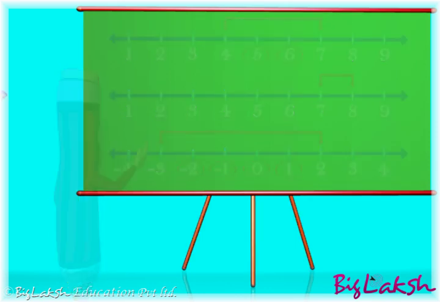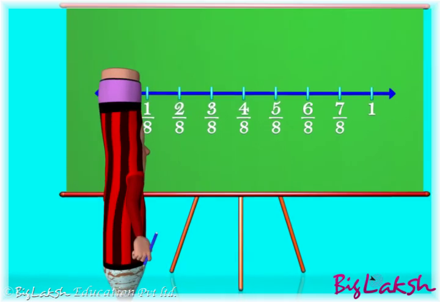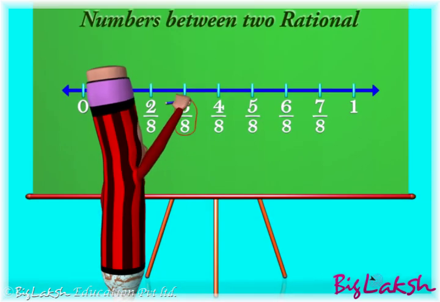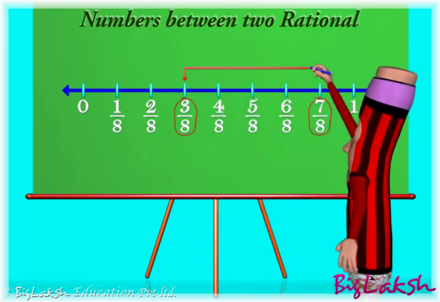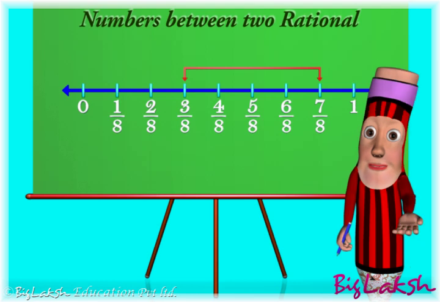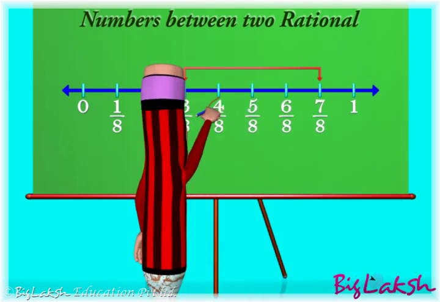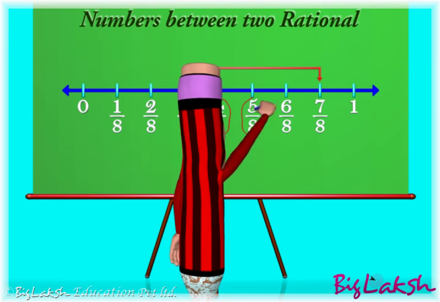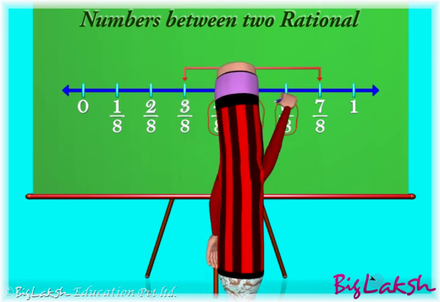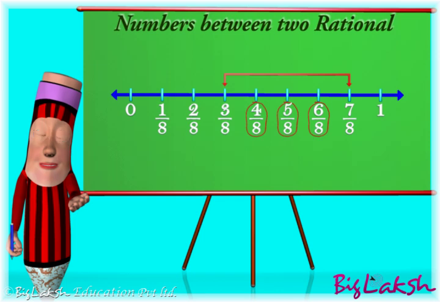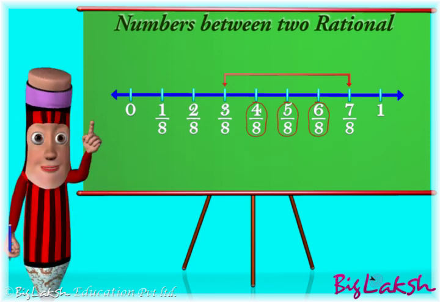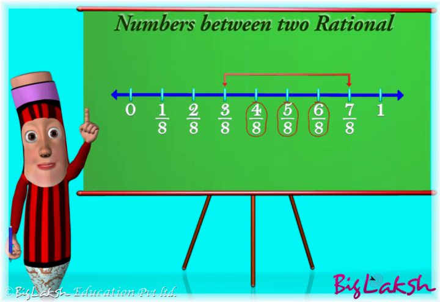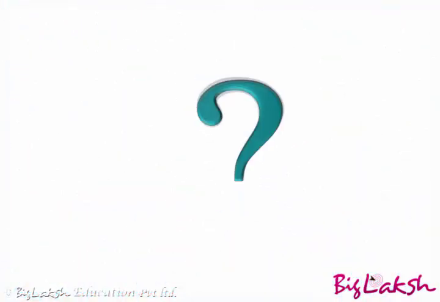Now, let us look at rational numbers. How many rational numbers are there between 3 by 8 and 7 by 8? You probably will think that the answer is 4 by 8, 5 by 8 and 6 by 8. Now, is it correct to state that there are only 3 rational numbers between 3 by 8 and 7 by 8? No, this is not the correct statement. Let us understand the reason.